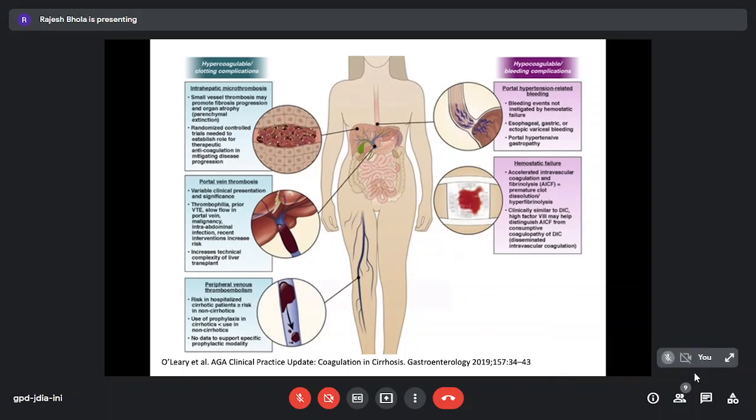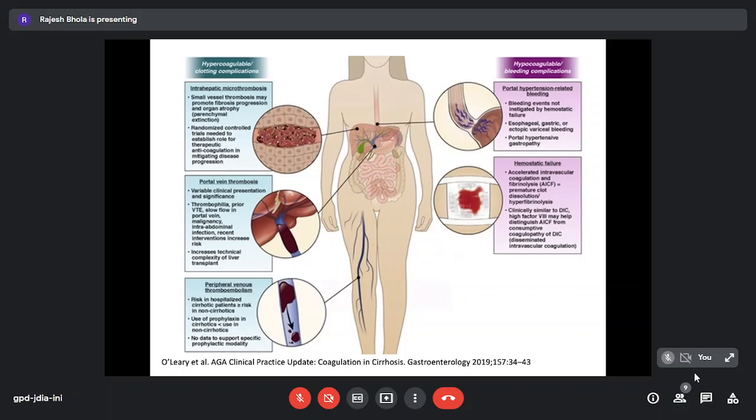therapeutic options. Similarly, variable clinical presentation can be seen in case of a portal vein thrombosis, and some of the major risk factors are thrombophilia, prior venous thromboembolism, slow flow in the portal vein, malignancies, intra-abdominal infection, or any recent intervention, which can also increase the portal vein thrombosis.